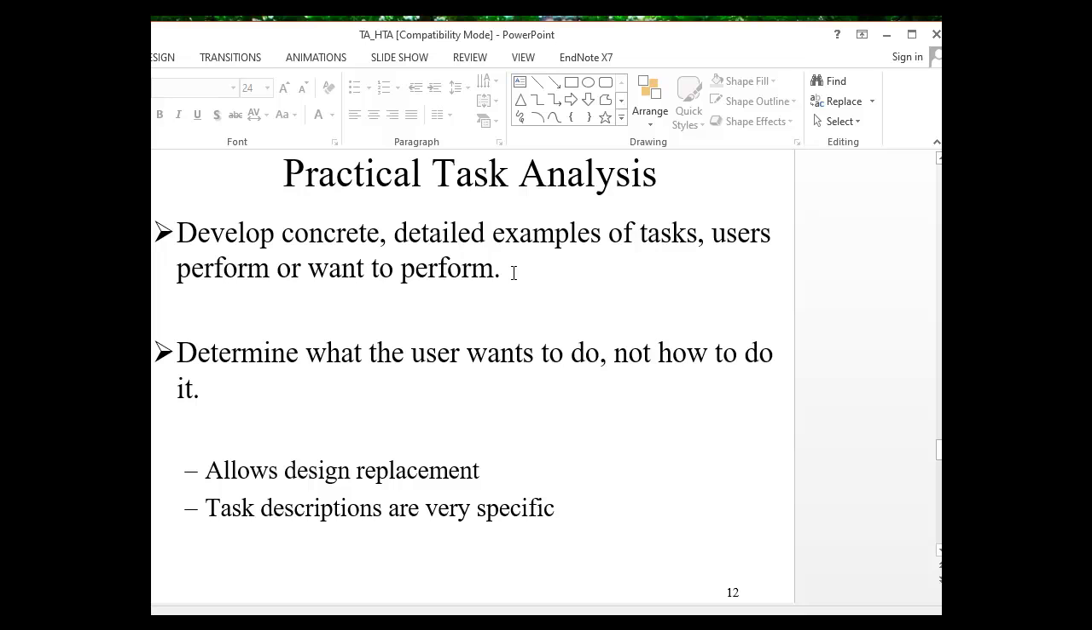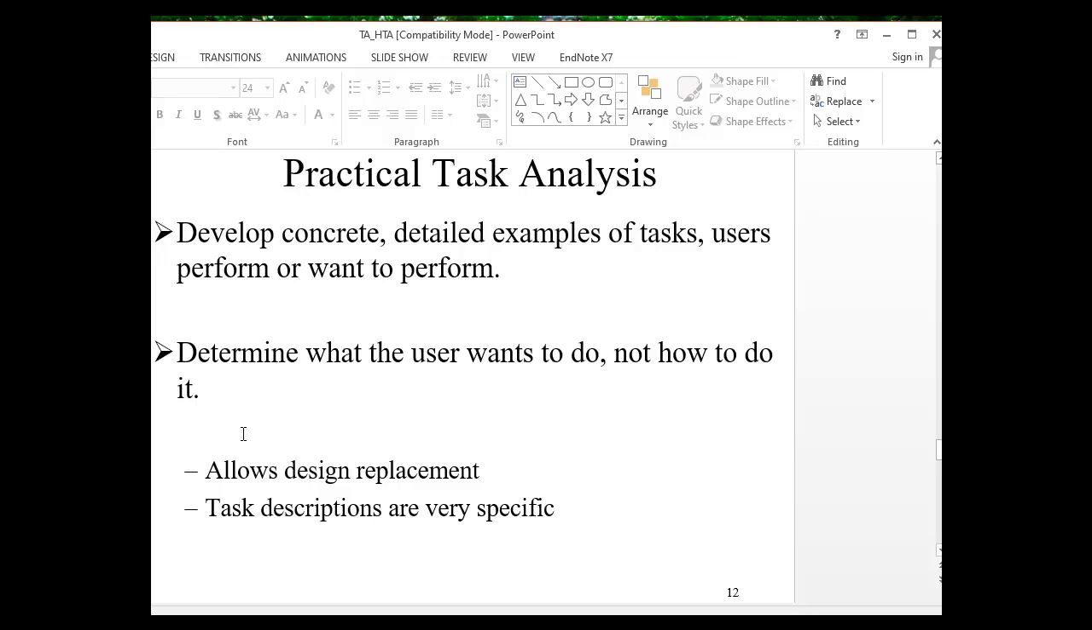Number 2, determine what the user wants to do. This is also very important: we must note all the requirements that the user wants to include in his or her task, problem, software, or any system. So we must also know the user's goal, what the user wants to develop.